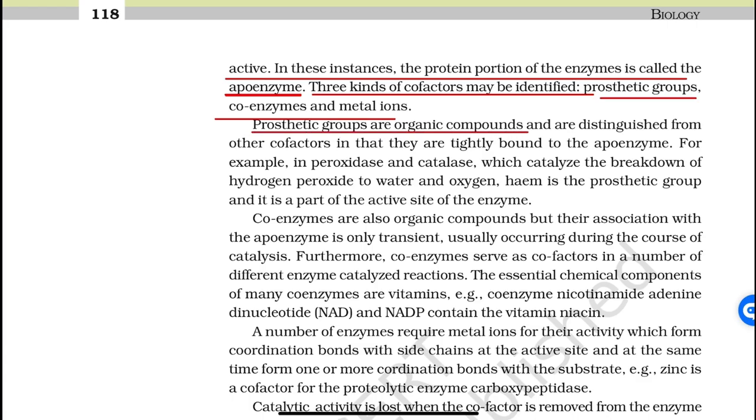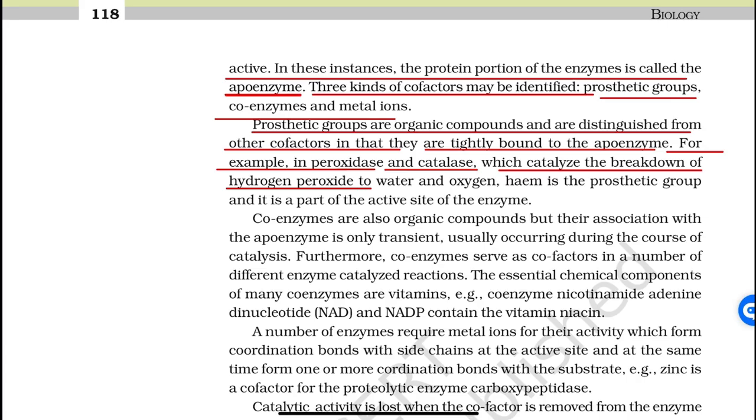Prosthetic groups are organic compounds and are distinguished from other cofactors in that they are tightly bound to the apoenzyme. For example, in peroxidase and catalase, which catalyze the breakdown of hydrogen peroxide to water and oxygen, heme is the prosthetic group and it is part of the active site of the enzyme.